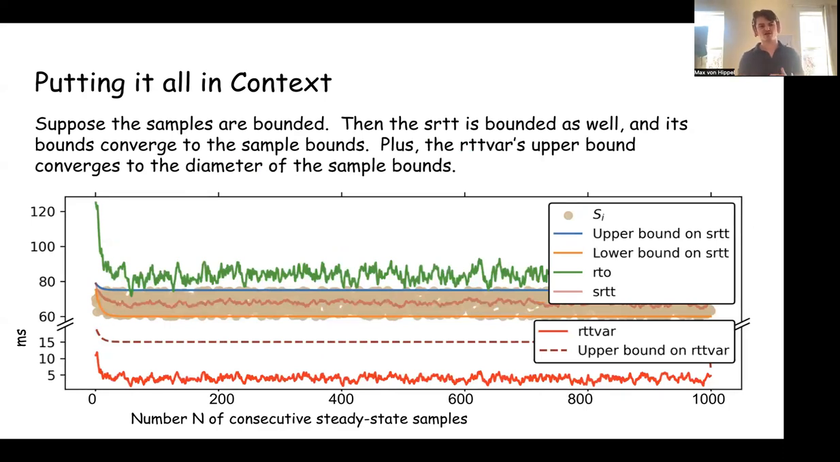The next thing we show is that the RTT var has an upper bound. And this upper bound converges to the diameter of the bounds on the samples. So in other words, the distance from 60 to 75 is 15. And the minimum sample is 60 and the maximum sample is 75. So the diameter is 15. And indeed, we see that the RTT variance has an upper bound, which converges to 15, which tells us that it does measure something that is at most some notion of how far the samples could vary, because the most they could vary is the distance between the lower bound and the upper bound.